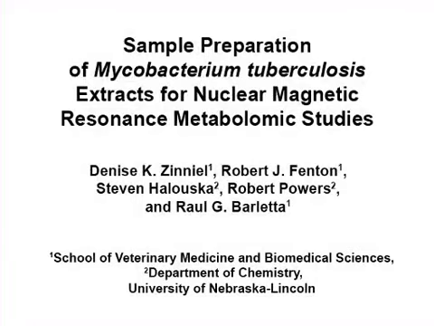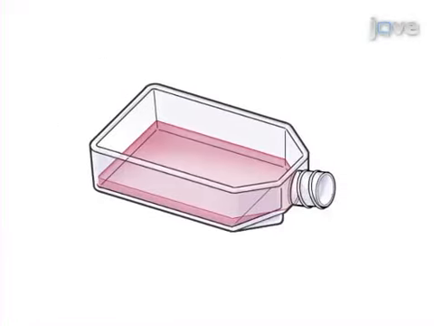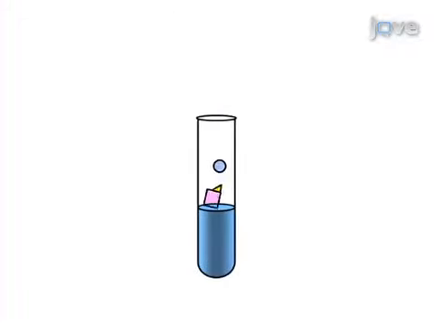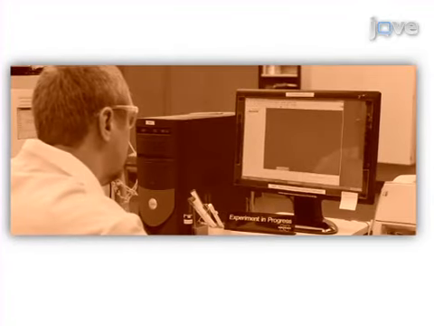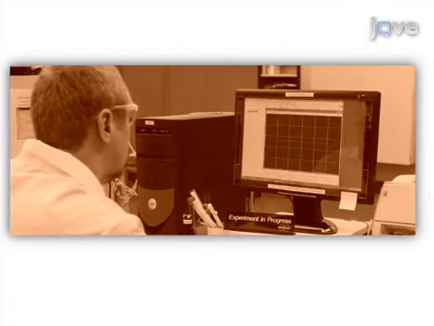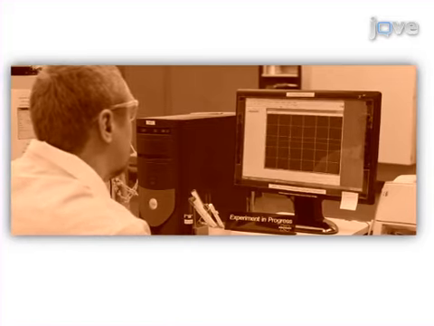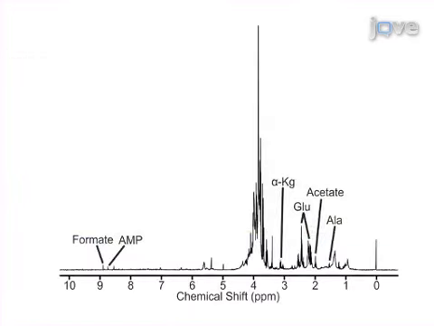The aim of this procedure is to analyse Mycobacterium tuberculosis cell-free extracts by NMR metabolomics. First, culture and harvest the cells at an appropriate stage of growth. Then lyse the cells and obtain cell-free extracts for analysis. Resuspend the lyophilized extracts in buffer for NMR analysis. Finally, collect NMR data and analyze spectra with software to identify metabolites.